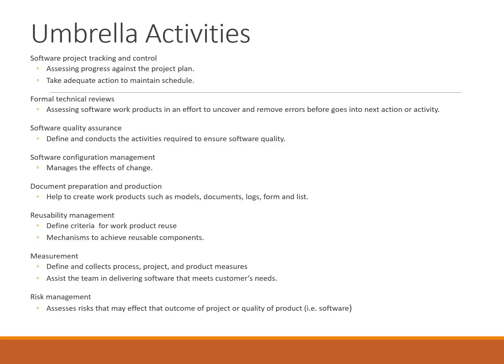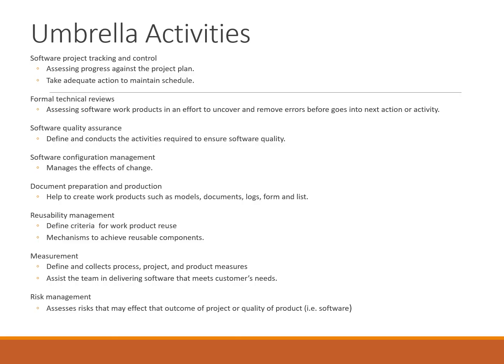The next activity is document preparation and production. This activity is used to maintain the complete documents, logs and lists about your entire project. The next activity is reusability management. This activity is used to consider whether your particular work product has future reuse opportunities available or not, whether it can be reused anywhere in the future. It is represented in the reusability management activity.